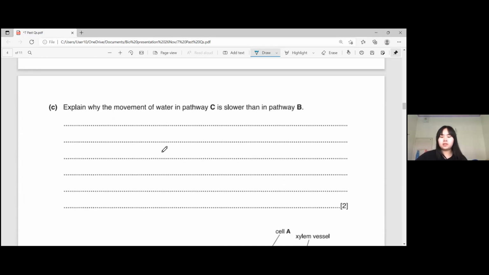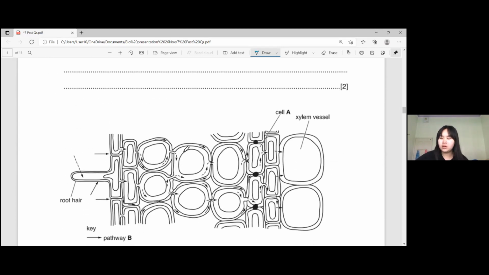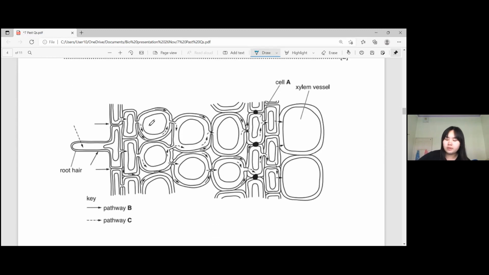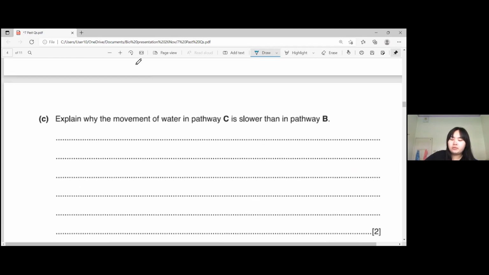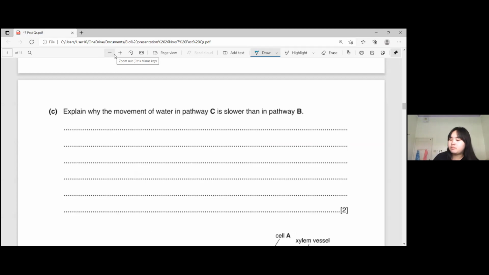Explain why the movement of water in path C is slower than in path B. So this is a diagram exactly from the question. As you can see, pathway B is from cell wall to cell wall, so pathway B is the apoplast pathway. And pathway C is the dotted arrows from cytoplasm to cytoplasm, so it's the symplast pathway. So in this question, we should explain why the symplast pathway is slower than the apoplast pathway.